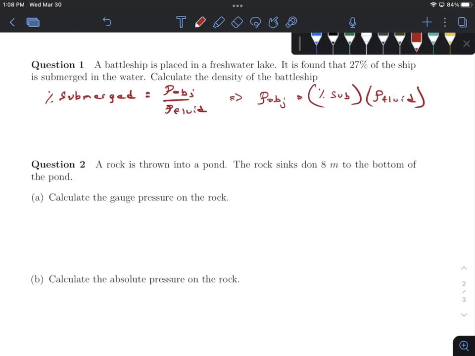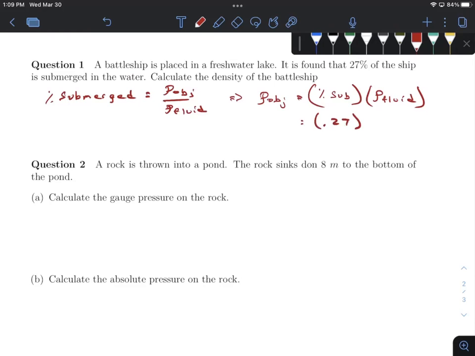Here I'm told 27% of the ship is submerged. Always be very careful when you have a question like this, because sometimes the question gives you how much is under the water, whereas in others, it's how much is over the water, floating on top of the surface. In this case, it tells us how much is submerged. So that's perfect. We can put it in directly. We're told 27%, and in decimal form, it's 0.27.